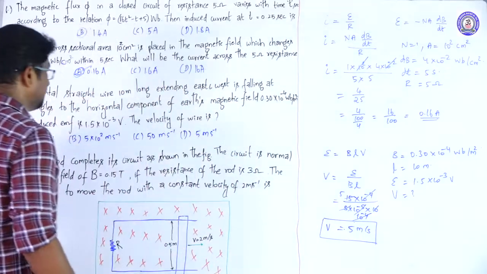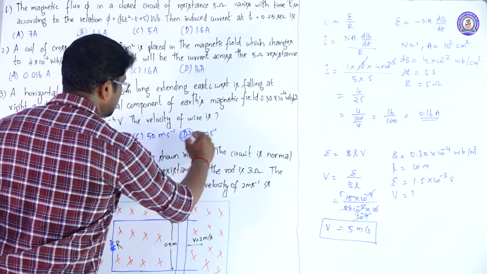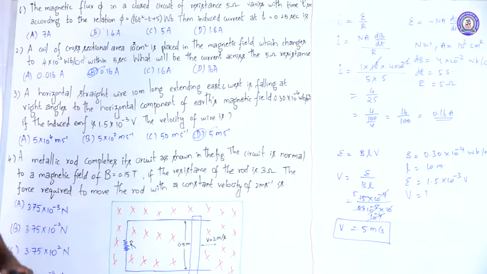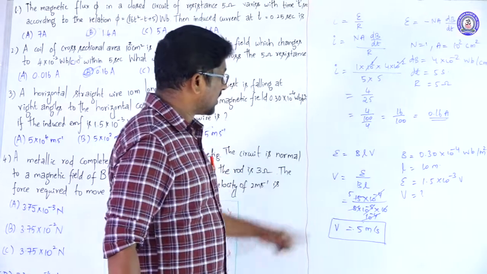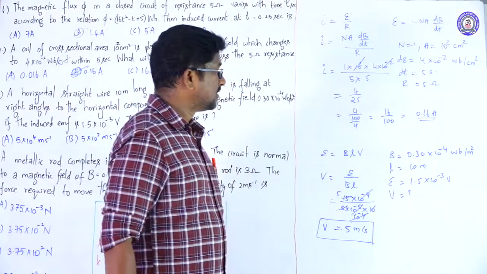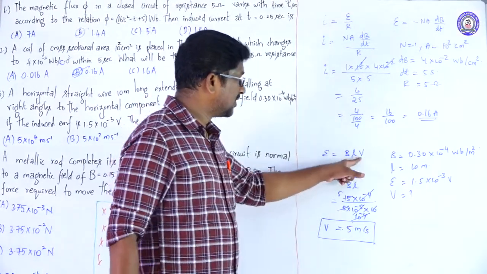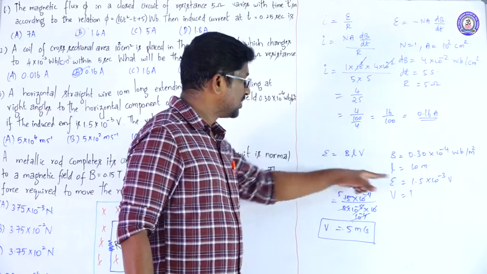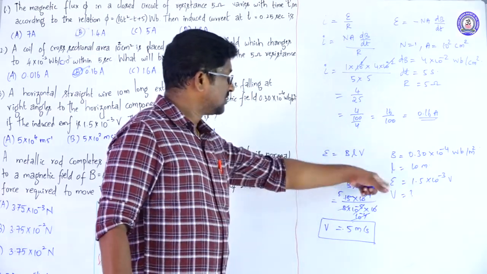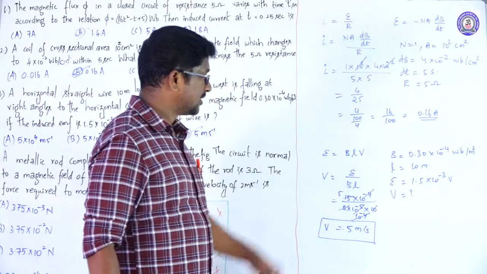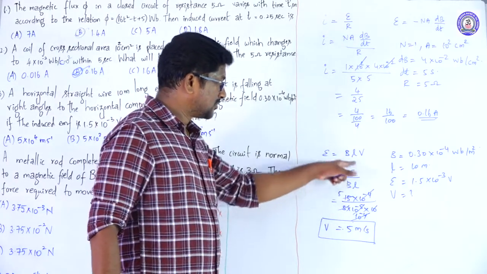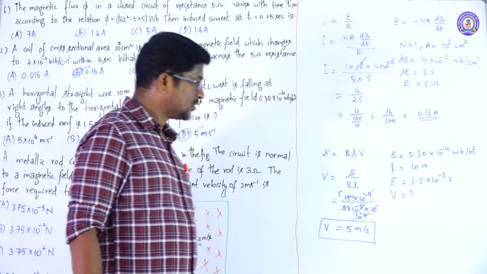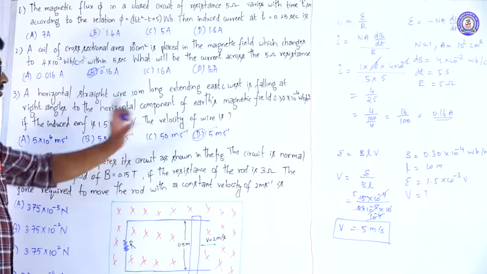The answer is option D, 5 meters second power minus 1. Motional EMF formula E is equal to BLV. B value is 0.30 into 10 power minus 4, the length of the wire is 10 meter, and the induced EMF is 1.5 into 10 power minus 3. From these three values, we can calculate the velocity of the falling wire. The formula is V is equal to E divided by BL. After substituting the given values, we get V is equal to 5 meter per second. Option D.